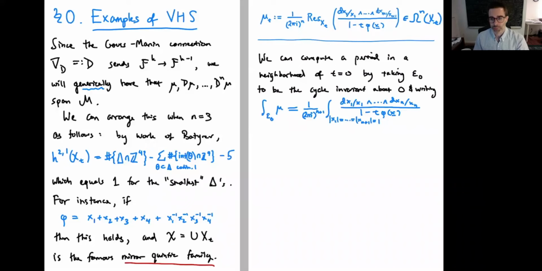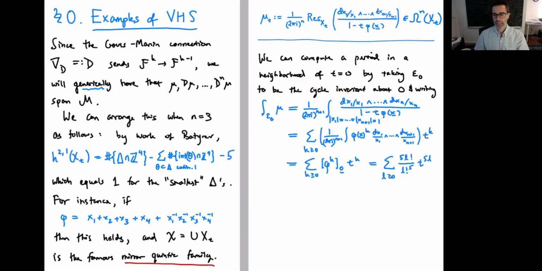We can compute a period in a neighborhood of t equals 0 by taking epsilon naught to be the cycle invariant about 0 and writing for its period this. Because mu_t is the Poincaré residue of this thing, and this is the so-called tube on this cycle, tube and residue are adjoint. So you get this calculation. And now we can expand 1 over 1 minus t phi in a power series like that. Then you see by the Cauchy integral formula that just the constant terms in powers of this Laurent polynomial phi appear as the solution of this integral. And in this particular case, for this particular phi, they are just (5l)! over (l!)^5. So that's the mirror quintic period.